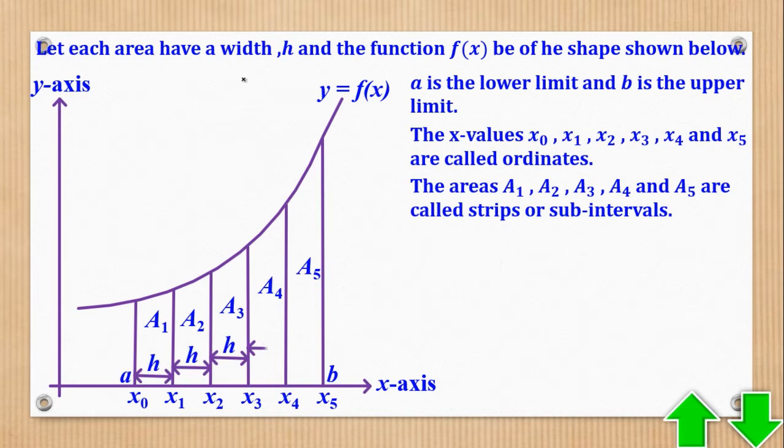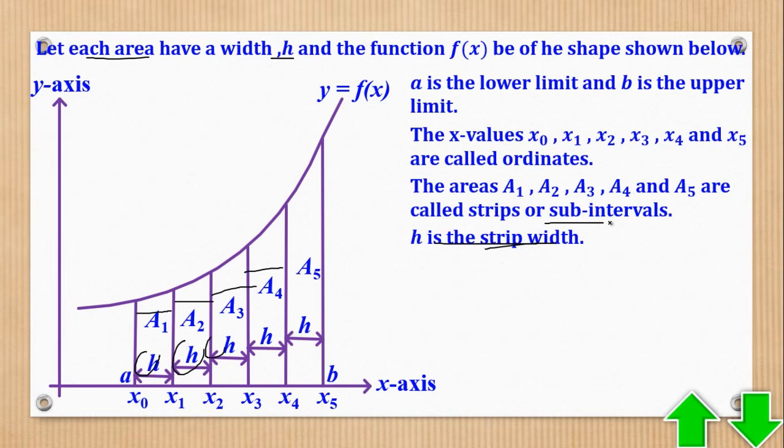So we say that the strips are each of width h. So this width is the same from here to here, the same as from here to here, and the same as from here to here, as you can see. And the strip width is h. So h is what we call the strip width. So we have to know these terms because they'll be used frequently in the questions. One is the strip width, then the sub-interval, and also ordinates and what they mean.